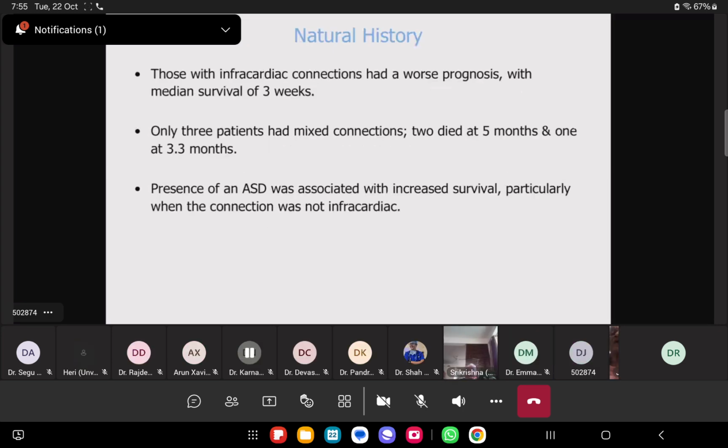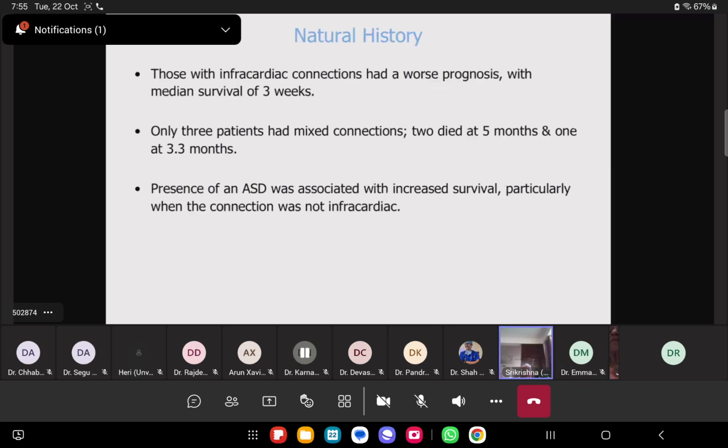Only three patients had mixed connections; two died at 5 months of age, one died at 3.3 months of age. Presence of an ASD was associated with increased survival, particularly when the connection was not infracardiac.